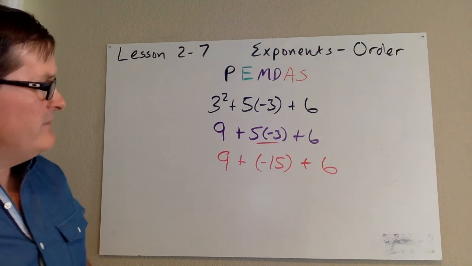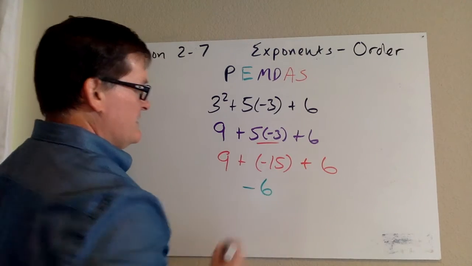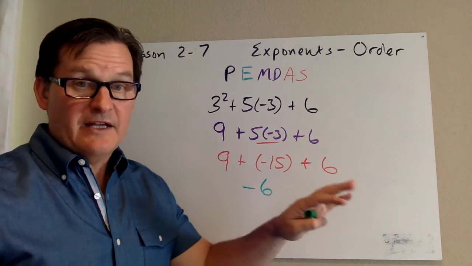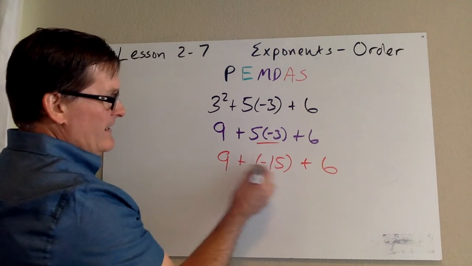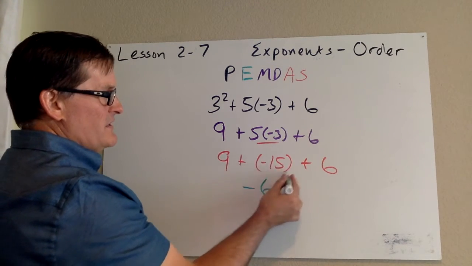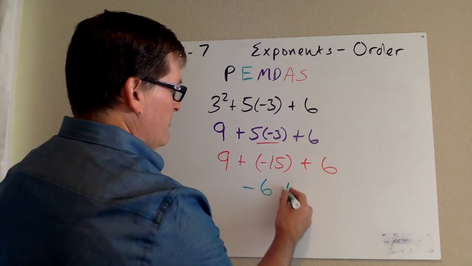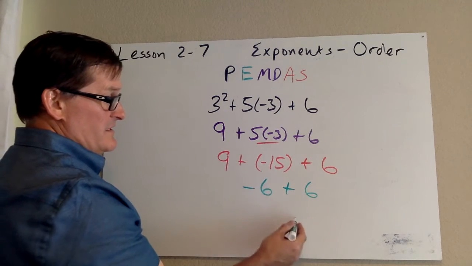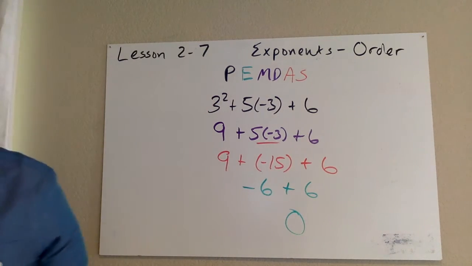9 plus a negative 15 is equal to negative 6. Again, going back to the rules for adding signed numbers or integers, we can never forget those things. Adding a negative and a positive, you find the difference. 15 minus 9 is 6. 15 is the more powerful and it's negative. That's how that ends up being negative. And then plus 6. Well, negative 6 plus 6, difference is 0. So we end up with 0 in that question.